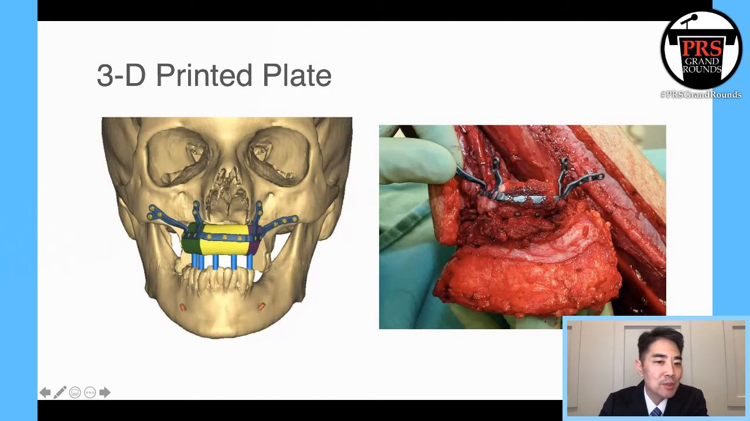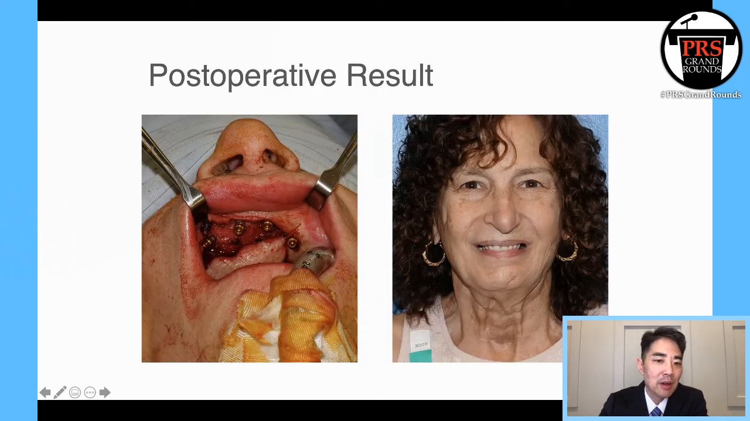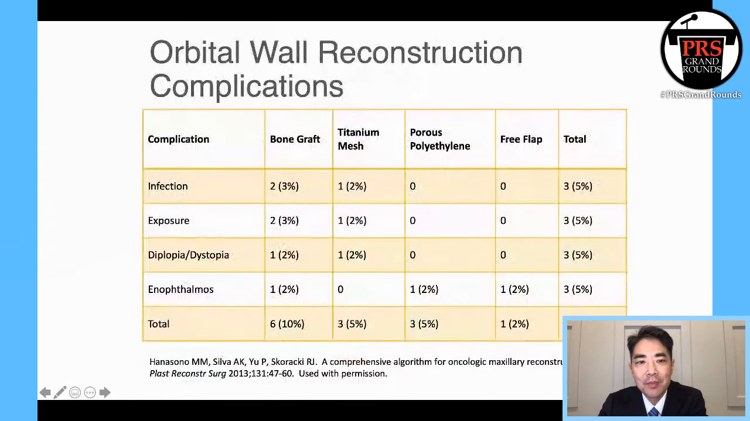In this case, I asked for multiple arms so that I could rigidly and strongly fixate this to the maxillary buttresses. So that's a very stable, long-lasting reconstruction. Here are the osseointegrated implants and abutments placed, and you can see there the patient smiling with her prosthetic teeth.